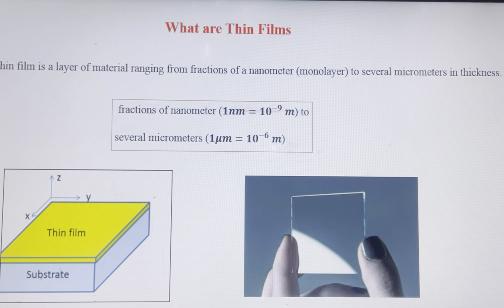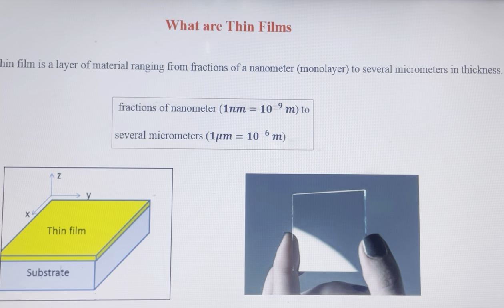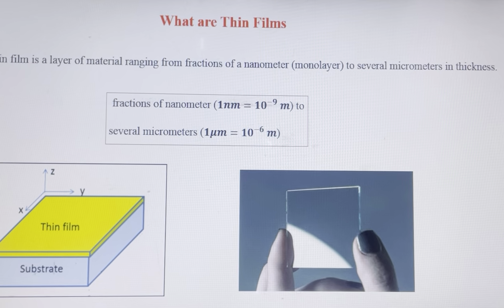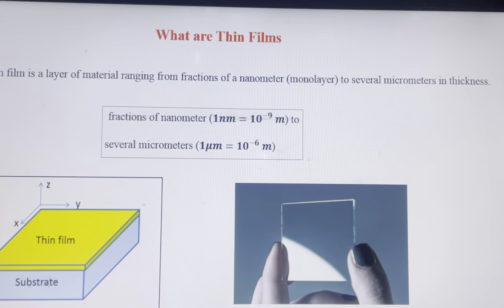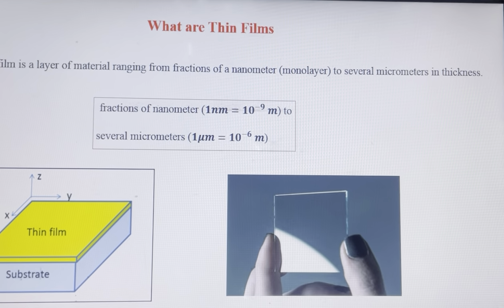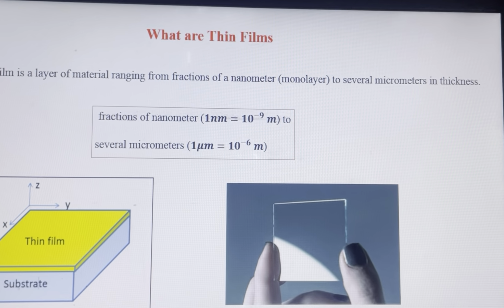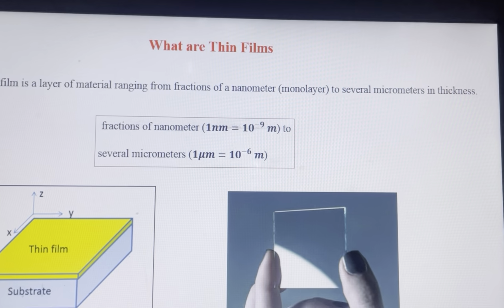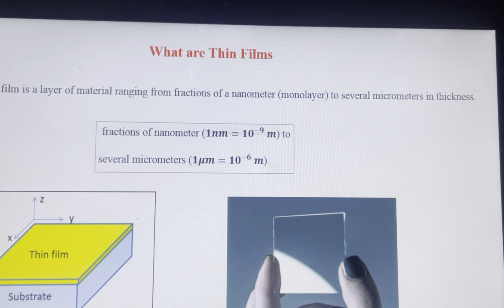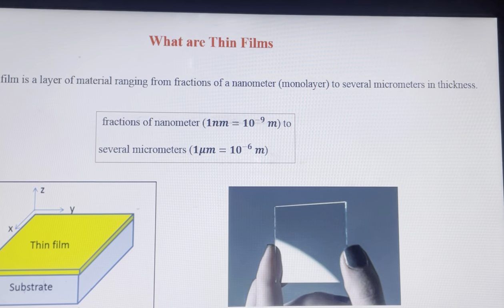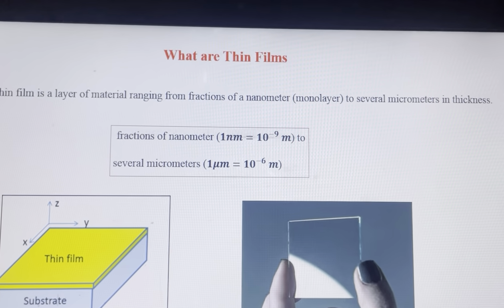Thin films can be defined as a thin layer of material where the thickness varies from several nanometers to a few micrometers. Like all materials, the structure of thin films can be divided into amorphous and polycrystalline structure, depending on the preparation conditions as well as the material nature.